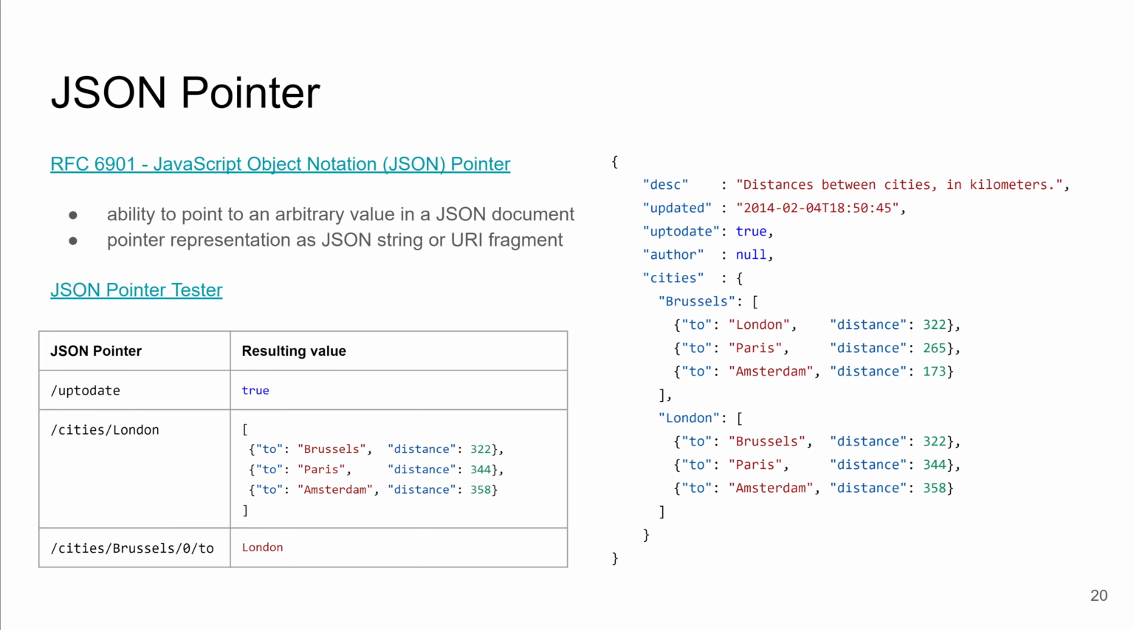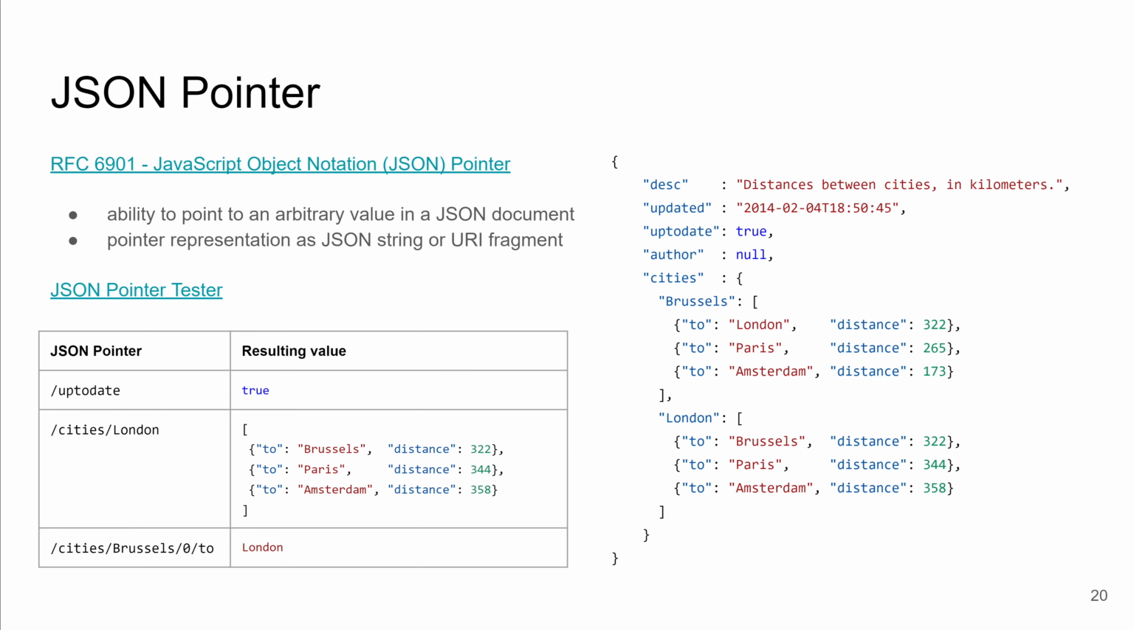But before we get to that, let's take a look at some examples of JSON pointers. So on the right, we have our JSON document, and in the table on the left, we see three examples. The first one starts in the root and selects the value represented by the key value pair, in which the key is up to date. So the result of this JSON pointer is the true value. Then if we point to cities and go to London, then the result is the array of how far it is from London to other cities.